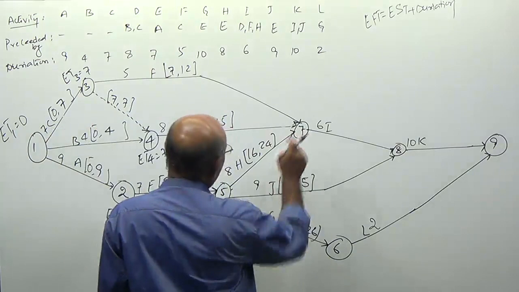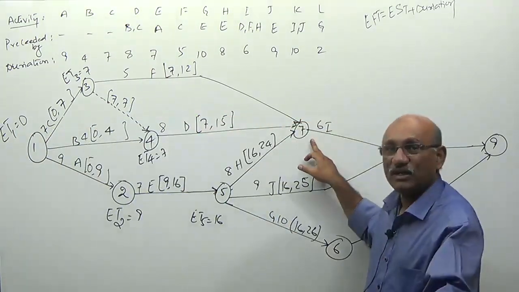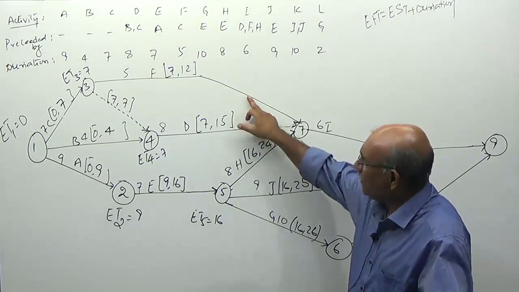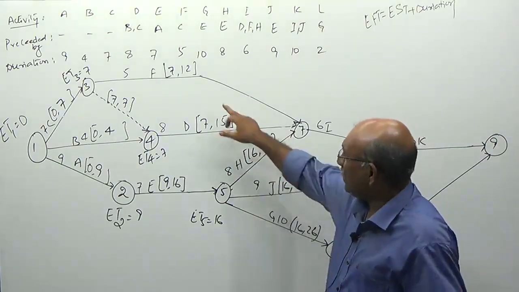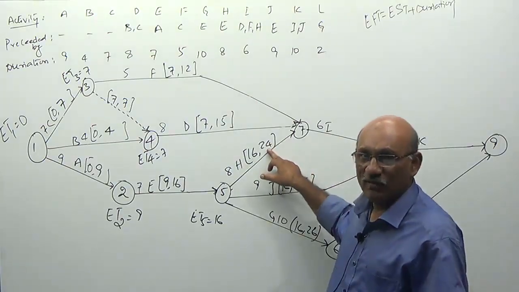Now look at this, sir. Node number 7 is a merging node. How many activities are merging here? Activity F, activity D and activity H. Out of these three, what is the maximum finishing time? 24. That should be taken.